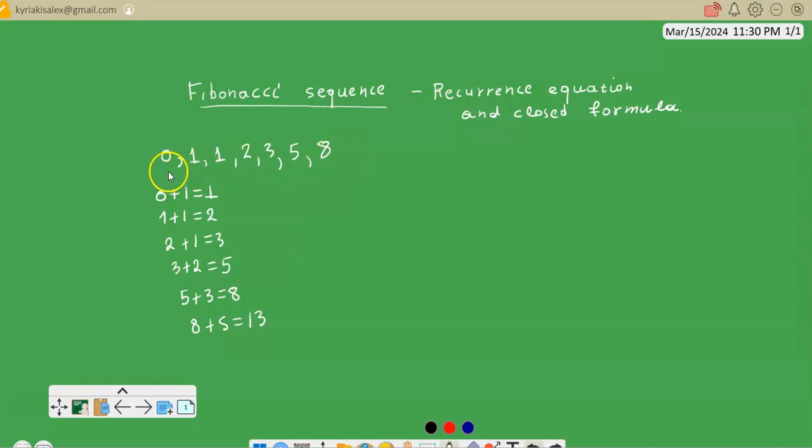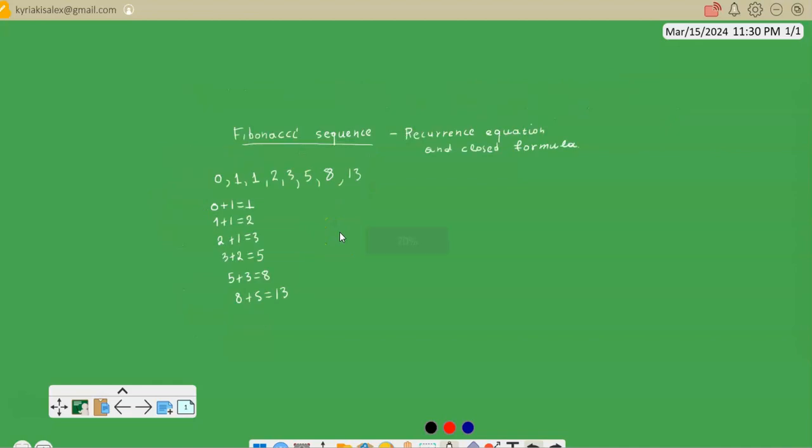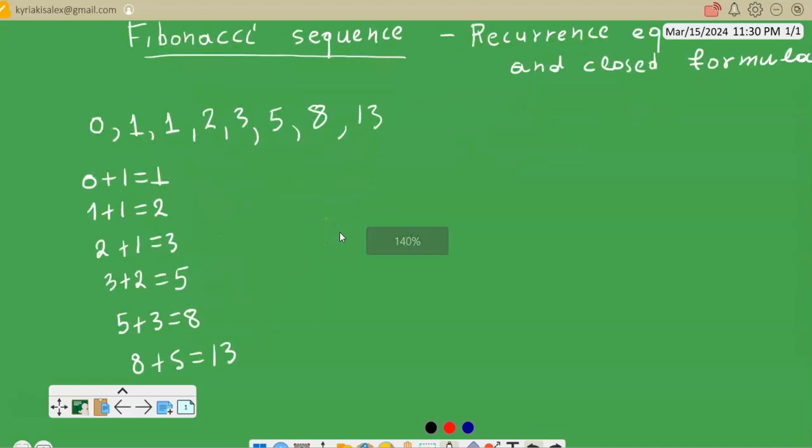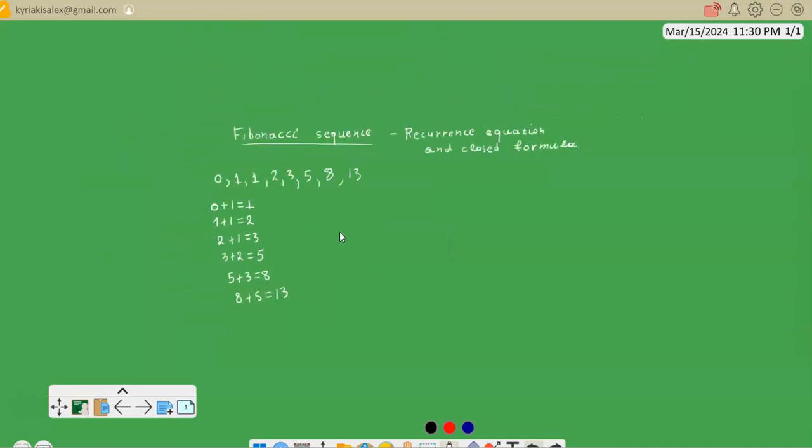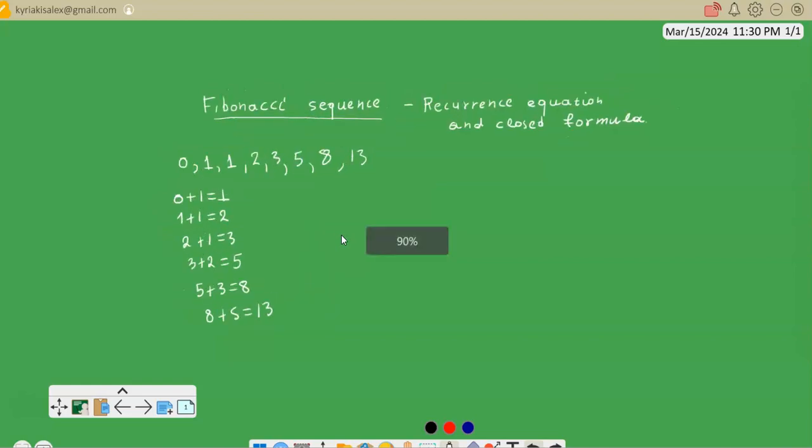So the first term of the Fibonacci is 0. Adding 1 gives you 1. 1 plus 1, 2. 2 plus 3, 5. 3 plus 5, 8. 13, etc. What we are looking for now is to find a recurrence equation, and from the recurrence equation to find an explicit formula that describes the sequence.